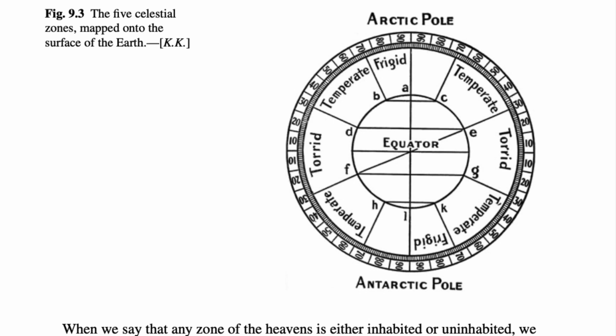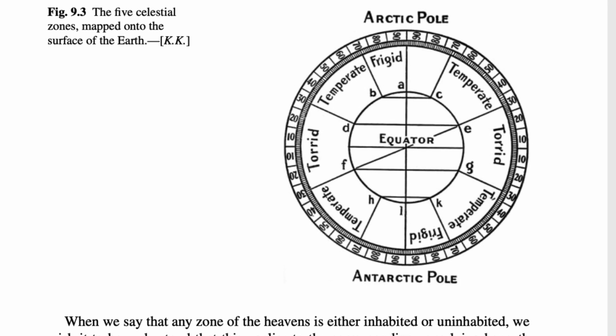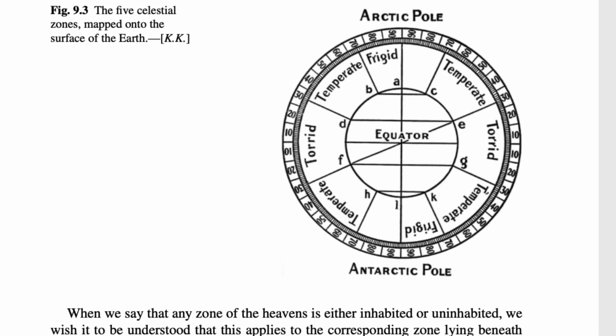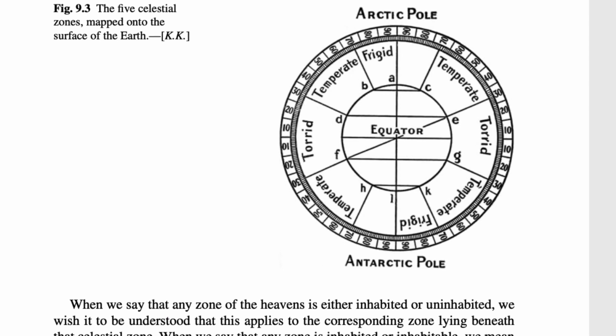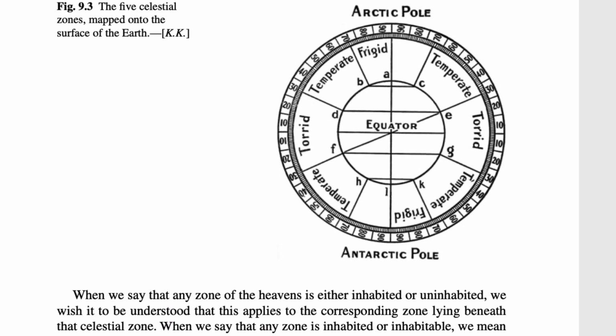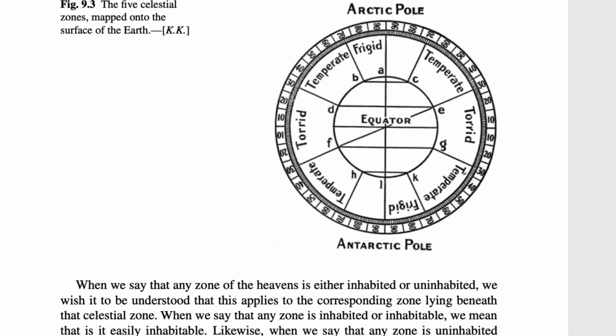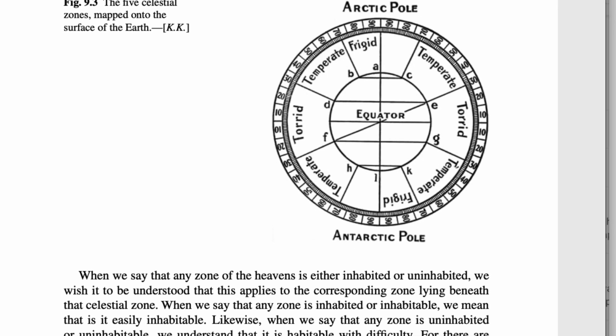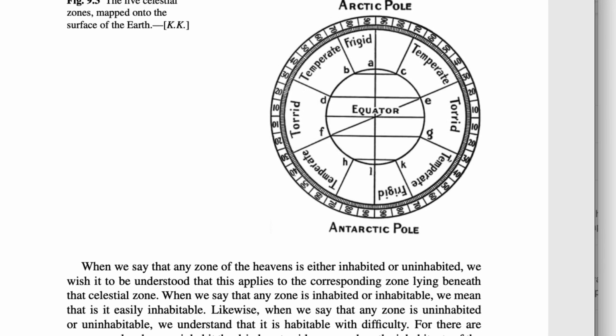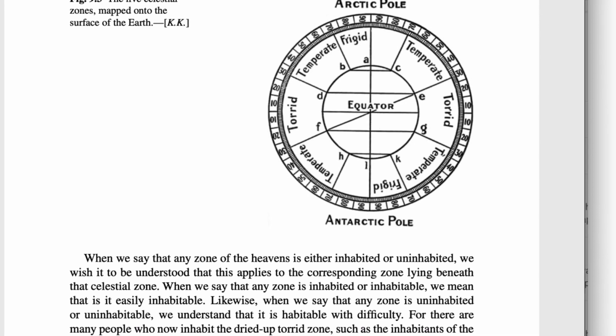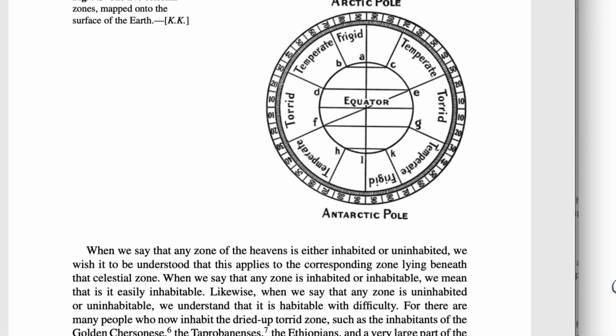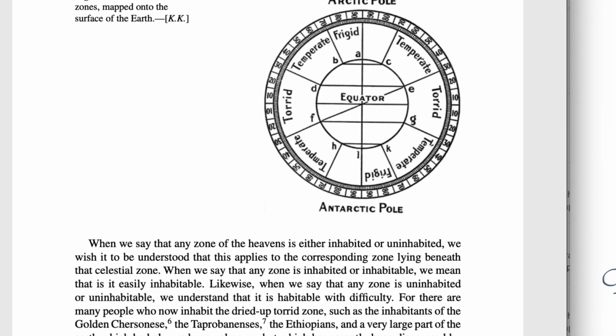But he says, when we say that any zone of the heavens is either inhabited or uninhabited, we wish it to be understood that this applies to the corresponding zone lying beneath that celestial zone. When we say that any zone is inhabited or inhabitable, we mean that it is easily inhabitable. Likewise, when we say that any zone is uninhabited or uninhabitable, we understand that it is habitable with difficulty.